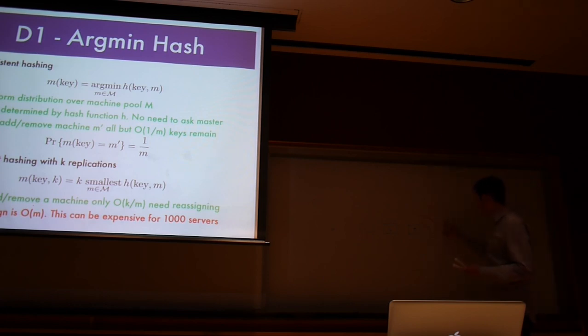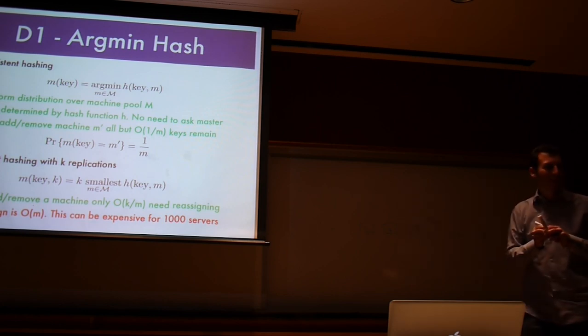Furthermore, suppose I go and actually add one box. Now, the probability that this new box here will have a key value that's smaller than 1, let's say it has 0, then that's, again, 1 over m. So therefore, only with probability 1 over m will I have to move the key from this machine to the new machine, and that will uniformly happen over all the other machines.